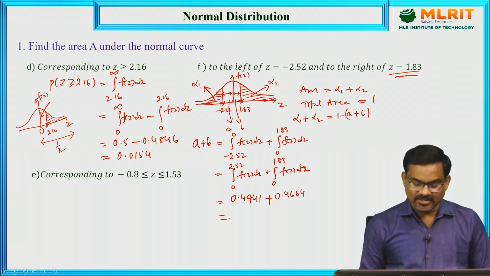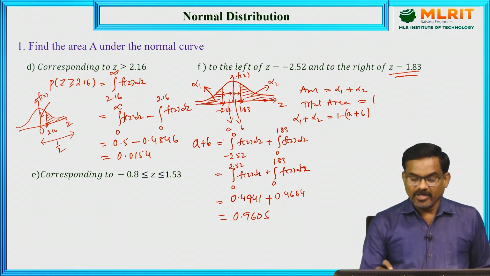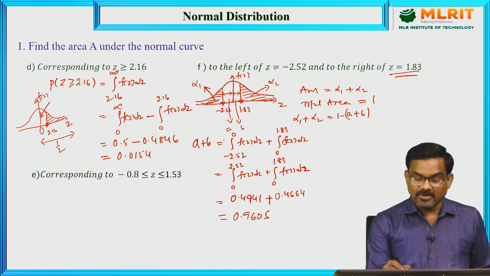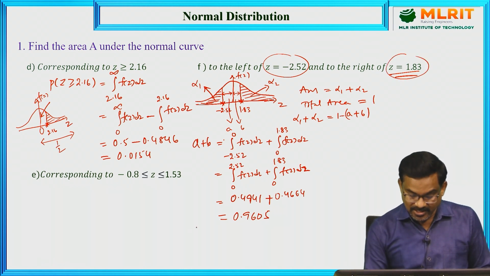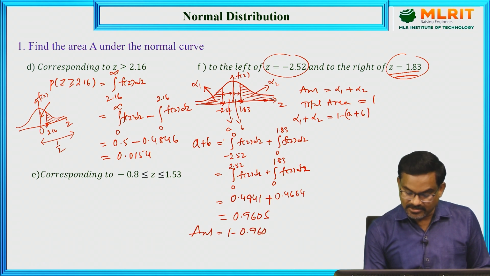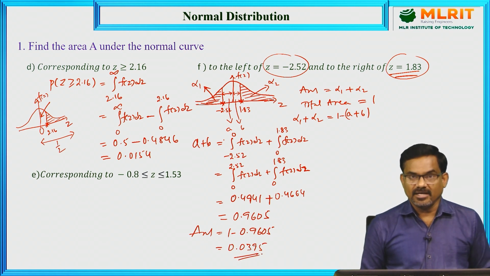So the total value is 0.9605, and we need to calculate the area to the left of z equal to minus 2.52 and to the right of z equal to 1.83. Hence the final answer is 1 minus this 0.9605, which is 0.0395. So this is the area left of minus 2.52 and right of 1.83.